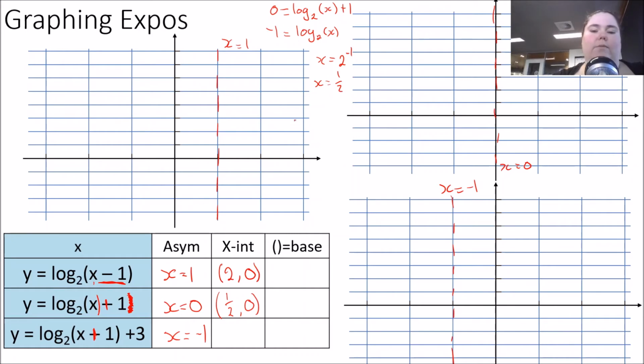And last one, so we have 0 equals log 2 of (x plus 1) plus 3. Once again, we need to move that 3 over to the other side first, otherwise we're not going to be able to solve it. Then we turn it into an exponential, so 2 to the negative 3 equals x plus 1. So we're going to minus 1 off both sides, and 2 to the 3 is an 8th. So x equals negative 7 on 8.